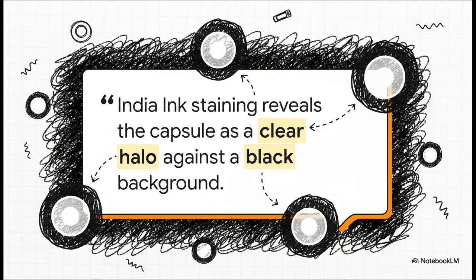It's what's known as a negative stain, which means it colors the background, not the organism itself. The ink can't get through the capsule, so what we see under the microscope is this black background with these bright, clear halos around every single yeast cell. Just like that, the shield is revealed.